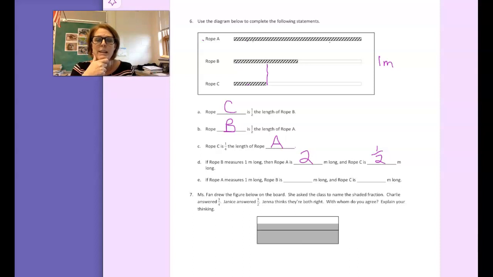Now here's a challenge, letter E. If rope A measures 1 meter long, so now let's pretend rope A measures 1 meter long. Rope B is blank meters long. Well, rope B is half the size of rope A, so half of one is 1/2. And rope C is, we said it was 1/4 of rope A, so it would be 1/4 meters long.